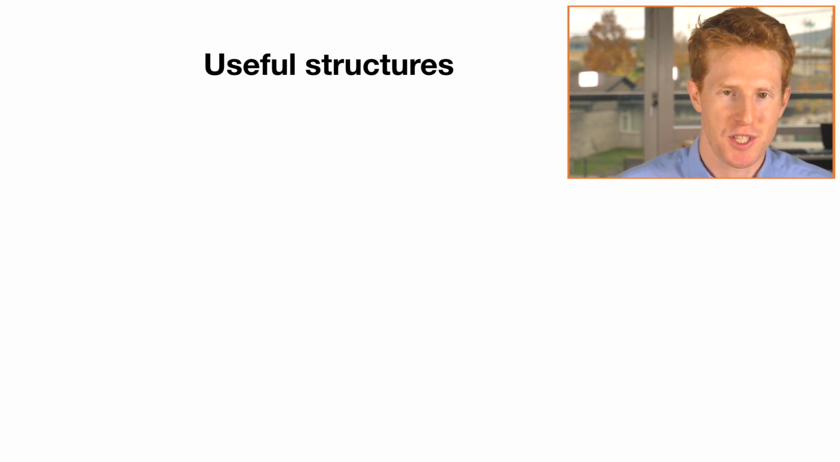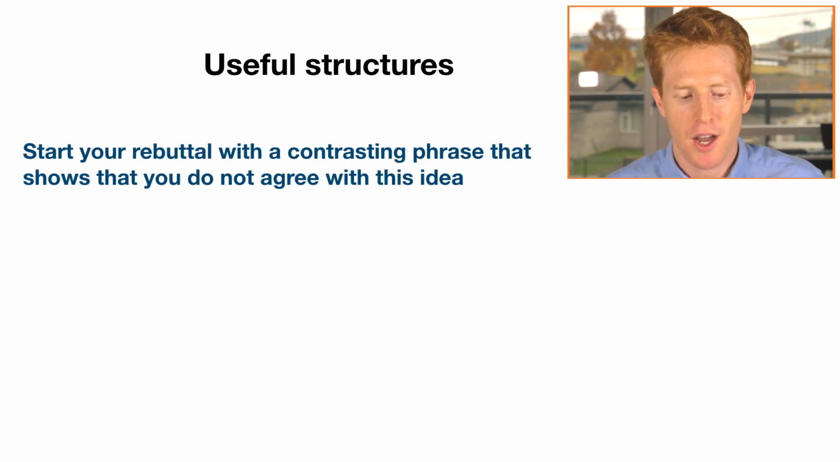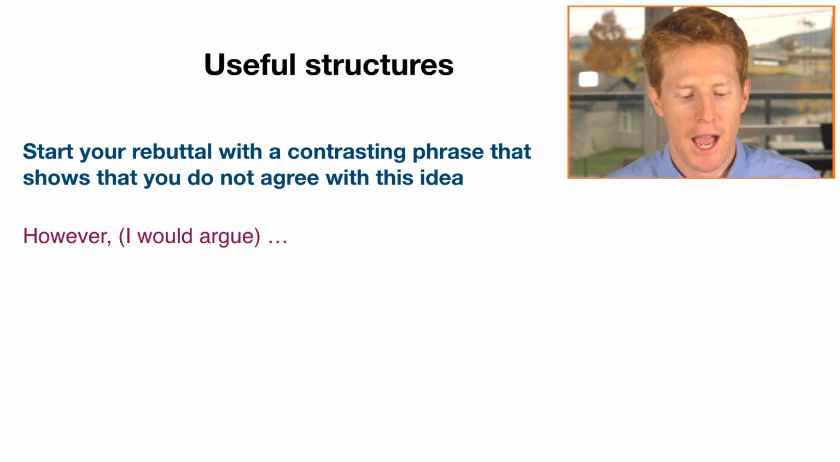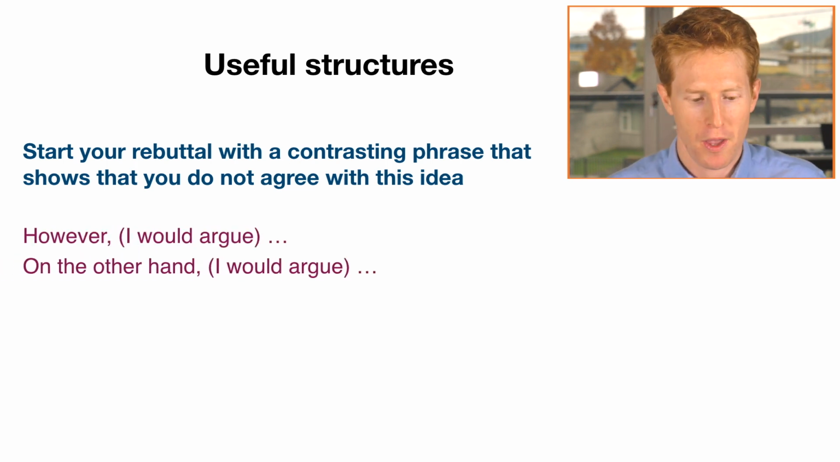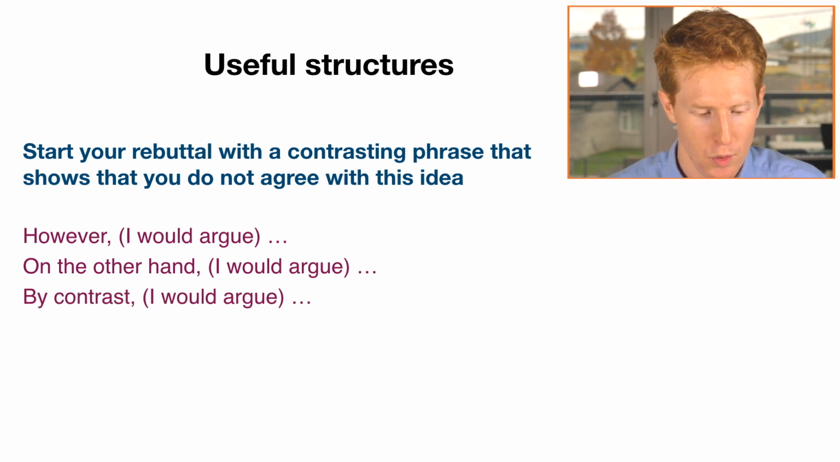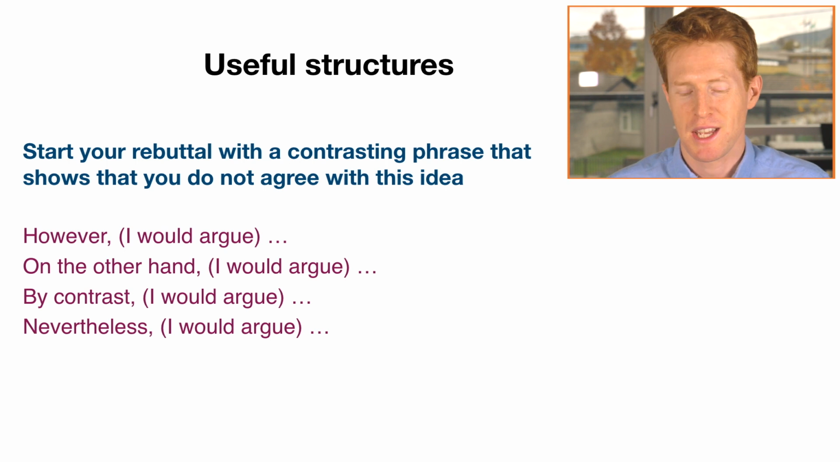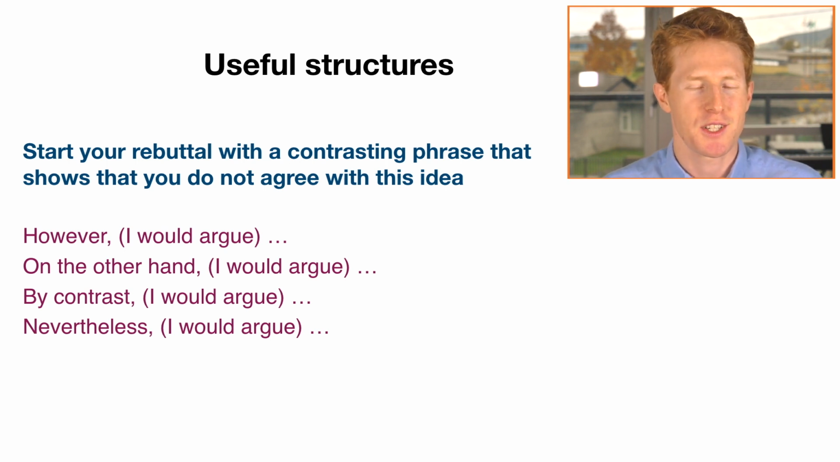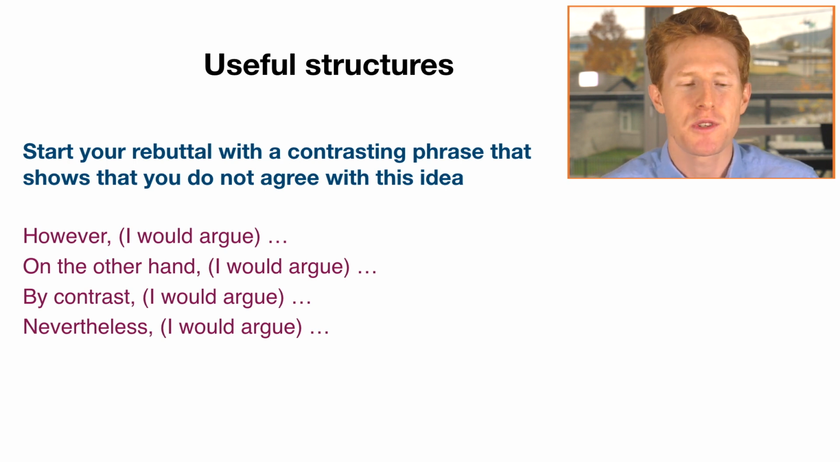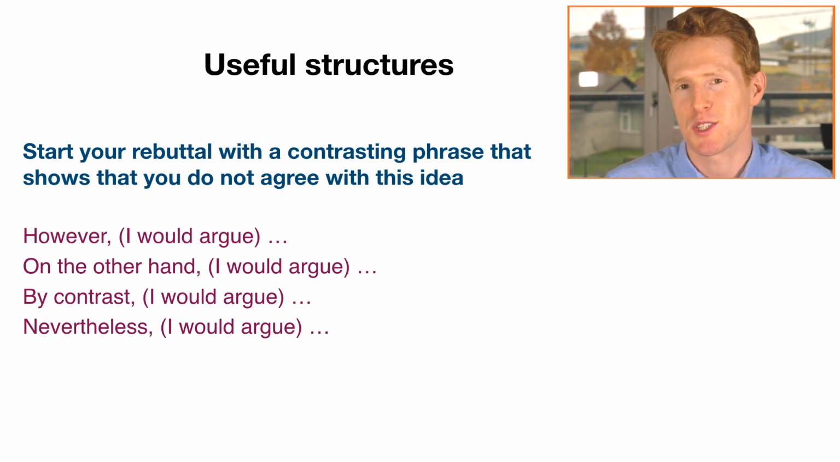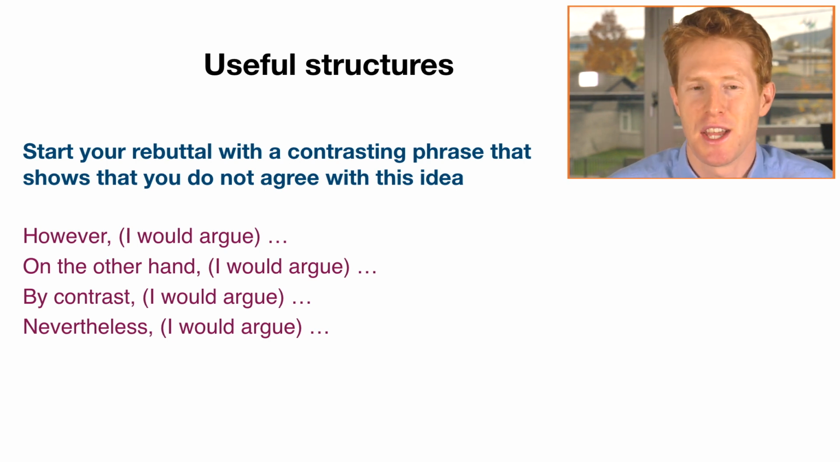Let's look at some useful structures for that. So we're going to start our rebuttal with a contrasting phrase that shows that you do not agree with the idea. Something like, however, I would argue, or on the other hand, I would argue, or by contrast, I would argue, or nevertheless, I would argue. So using one of these contrasting linkers distances yourself from the previous idea, and it shows the examiner that you're saying, yes, I understand this idea, but I don't think it's a good idea because, and then you include your rebuttal.